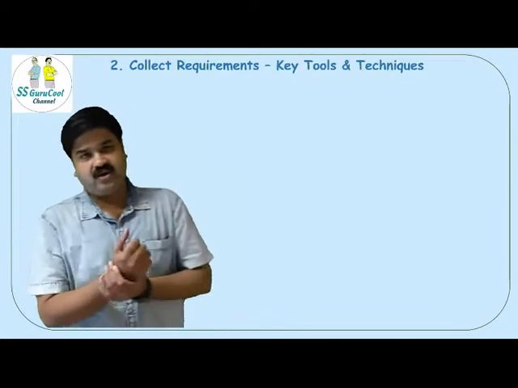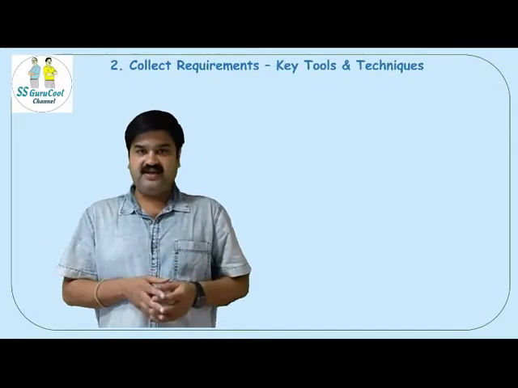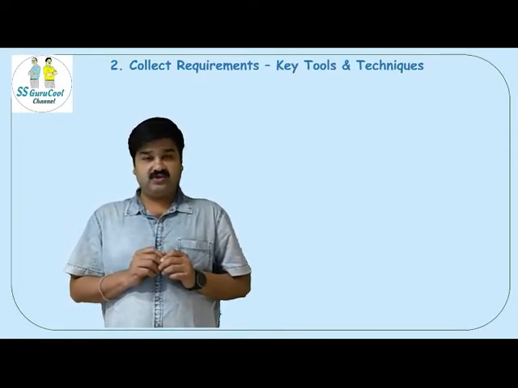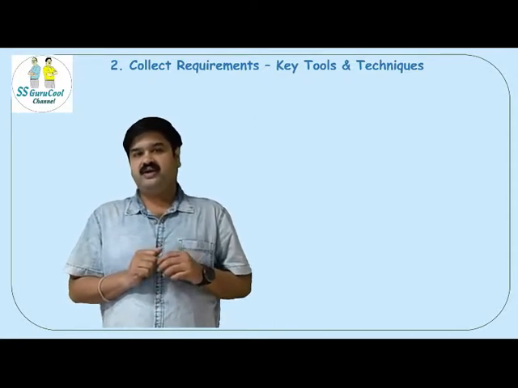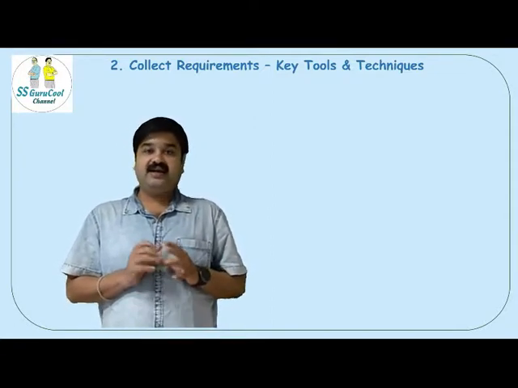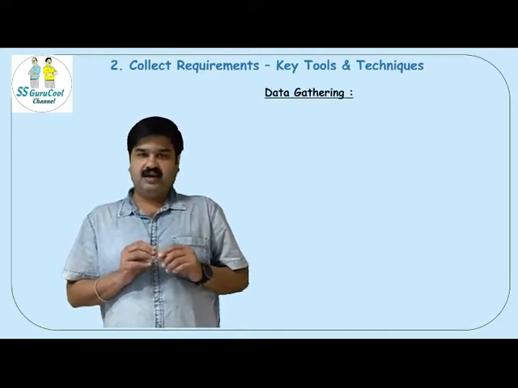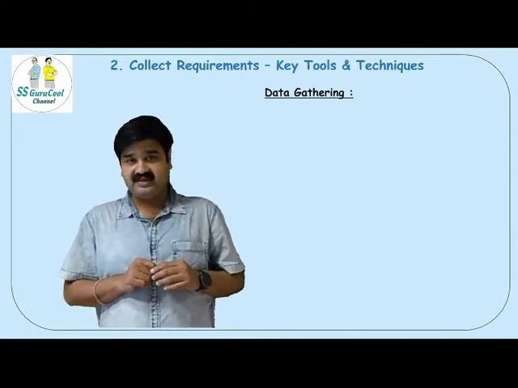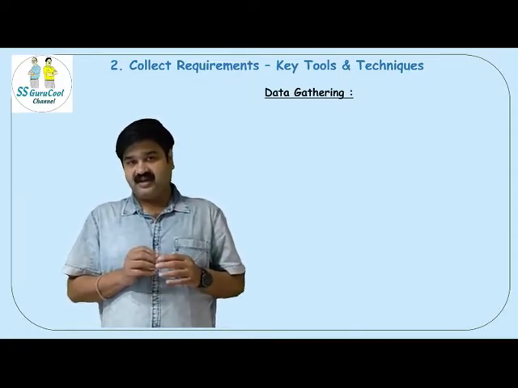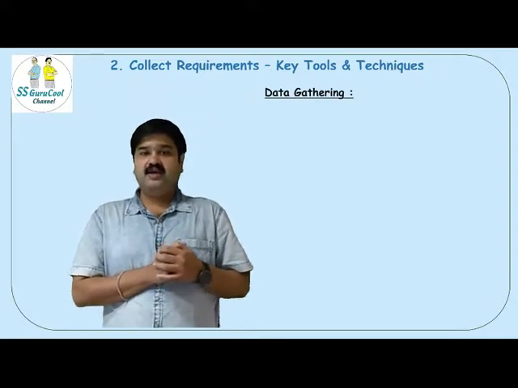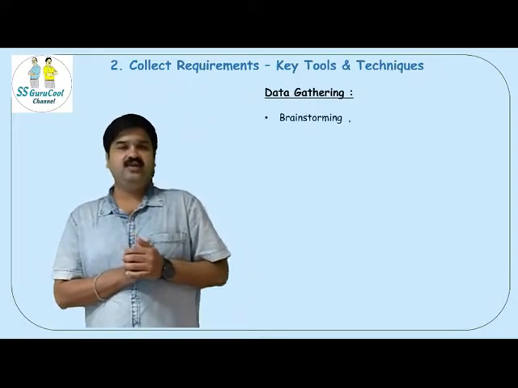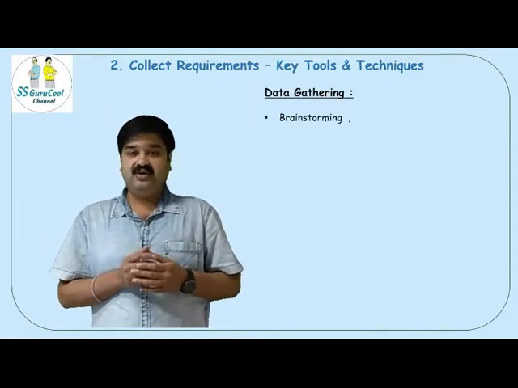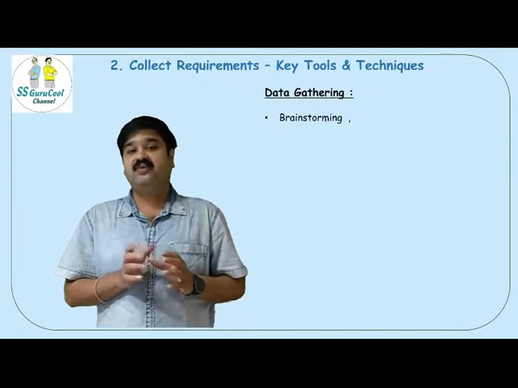Just now we saw the various inputs, tools and techniques, and outputs of the Collect Requirements process. One of the key tools and techniques was data gathering, and there are various techniques available under data gathering. Number one is the brainstorming session. Brainstorming is a session where people are allowed to speak without any bias. The keyword is to listen to the people without any bias.